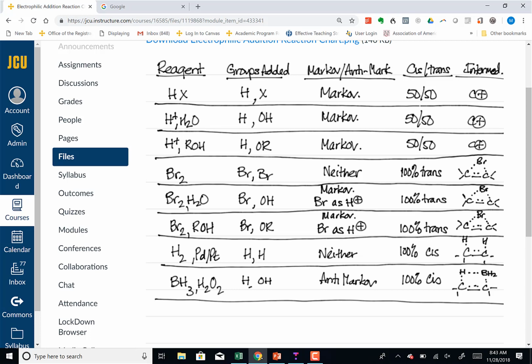Square means cis. So that's the reason why I put that there, to maybe give you something to remember, because you don't have to do the mechanisms of the last two. But if you get stuck, ask what the hydrogen does. If you think about it, okay, palladium: the hydrogen is going to stick to the surface, and then they have to add cis.